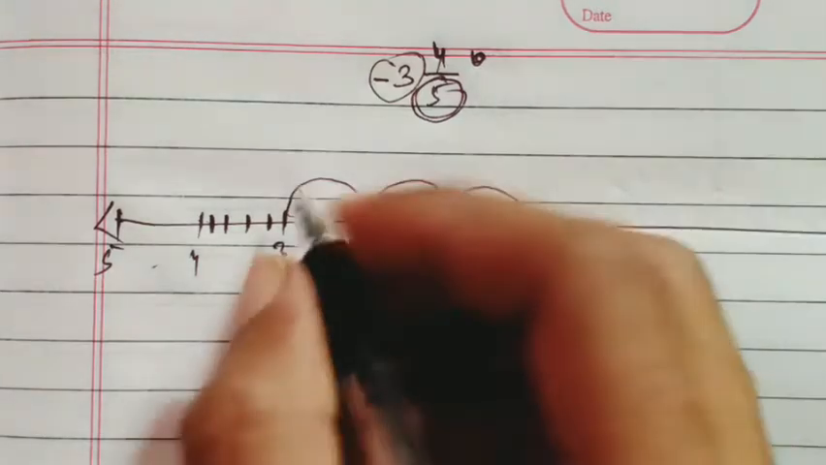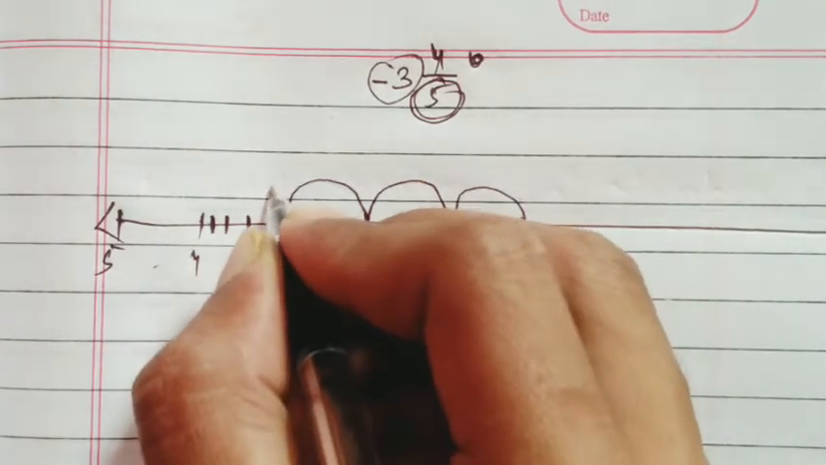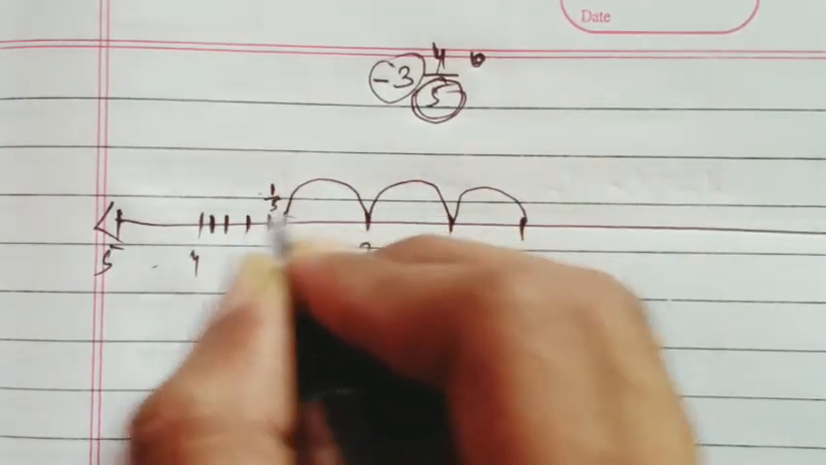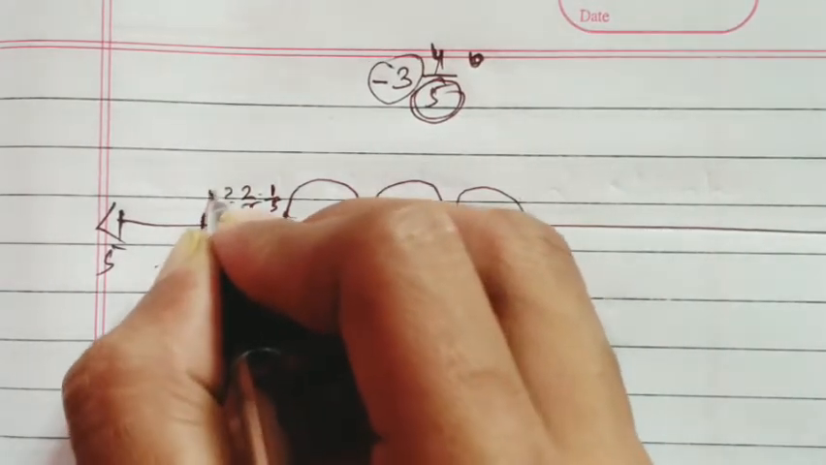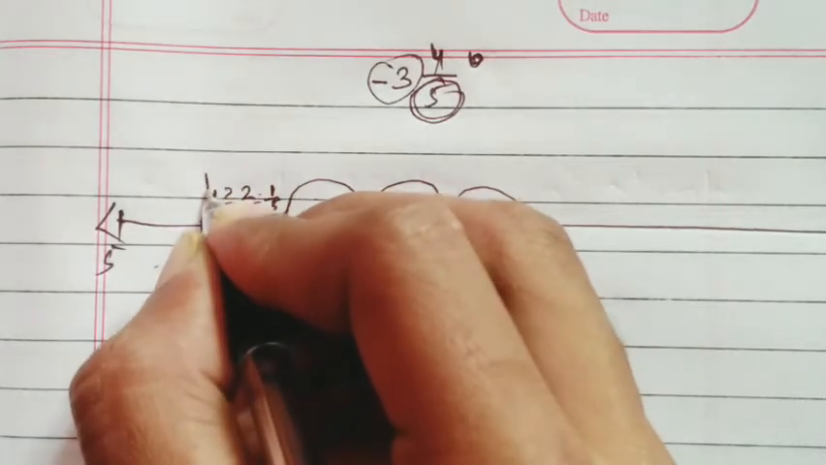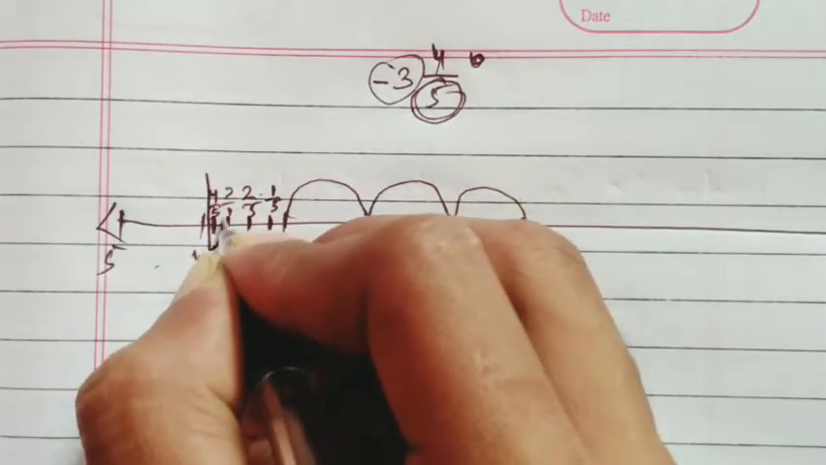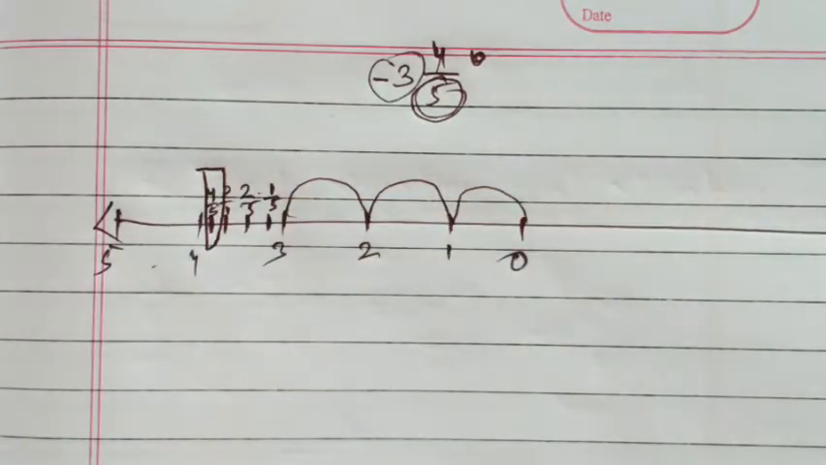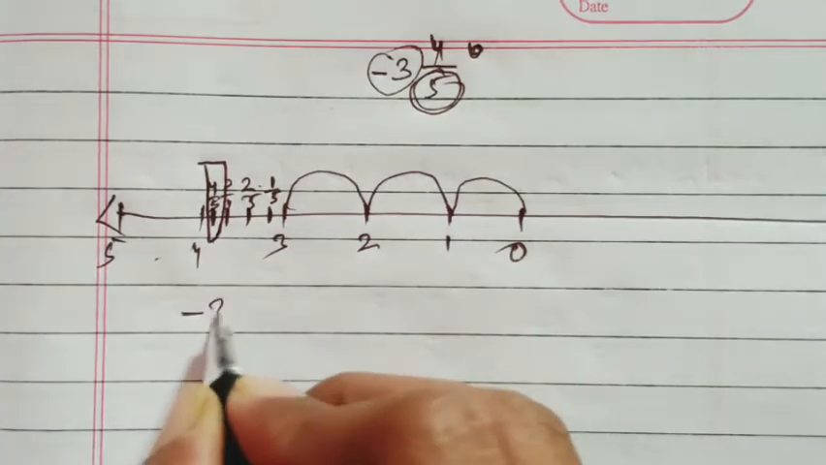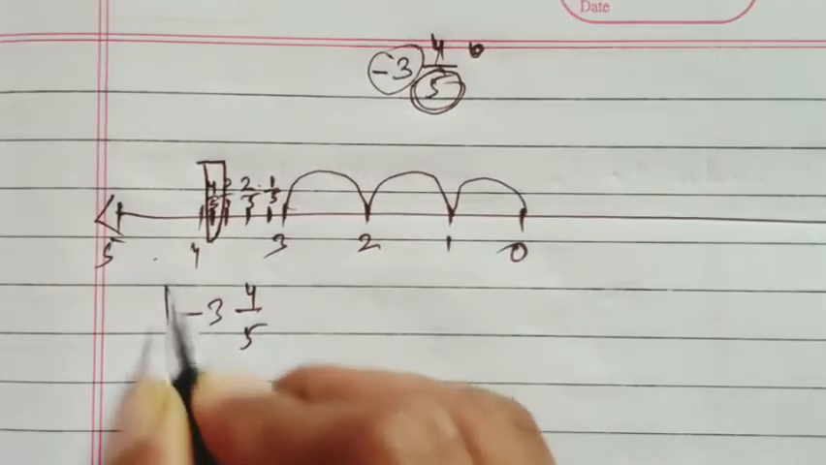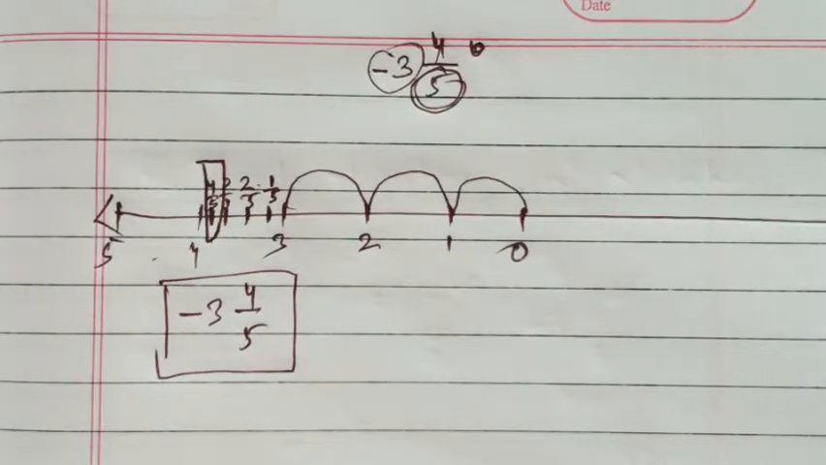Okay, so 1 by 5, 2 by 5, 3 by 5 and 4 by 5. So this is the last part, this 4 by 5. Okay, so we have plotted this one, that is minus 3 4 by 5. Clear to all of you? In this way we can plot on a number line.